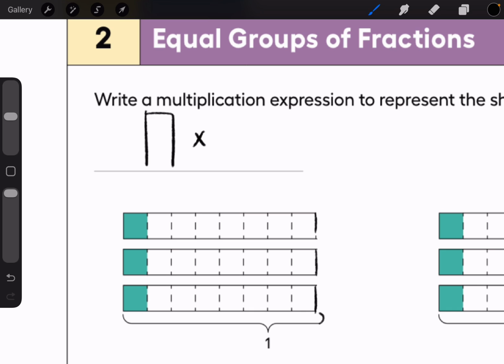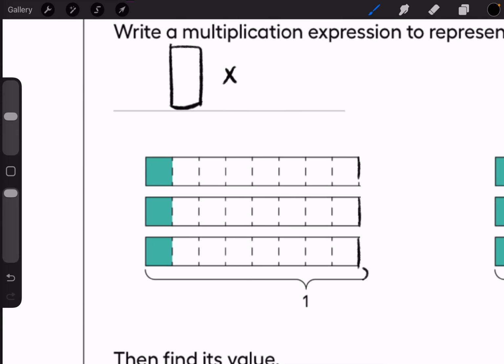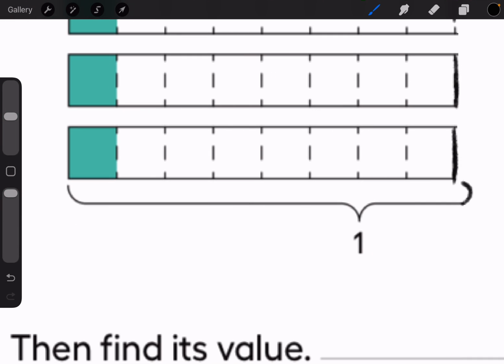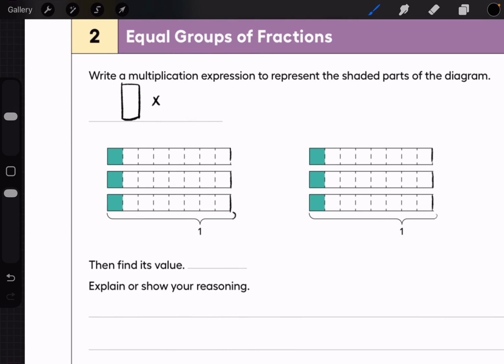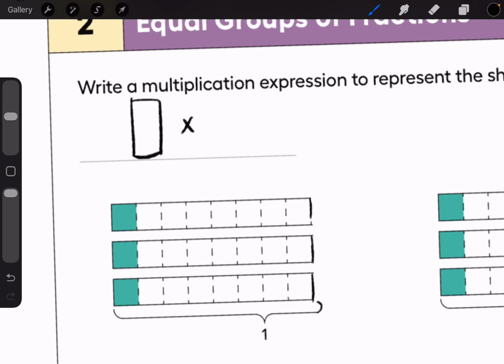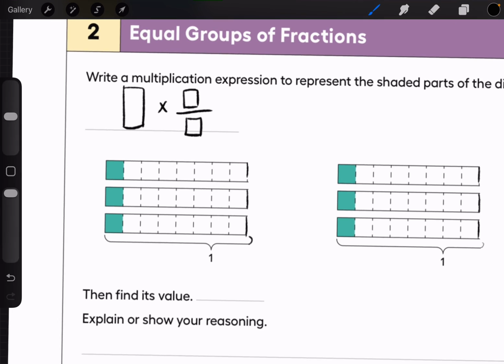So I'm already thinking, how many groups of what to represent the shaded parts of the diagram? And now I noticed that in my group of 1 right here, I've only got a part of it shaded. It's not the whole thing. So I already know this is going to be a fraction. I've got groups of fractions. So I'm going to say how many groups of, and then I'm going to make a space for a fraction right here. Now, when you do yours, you don't need to draw those boxes at all. I'm just putting those there so we can remember that's kind of how we think about it.